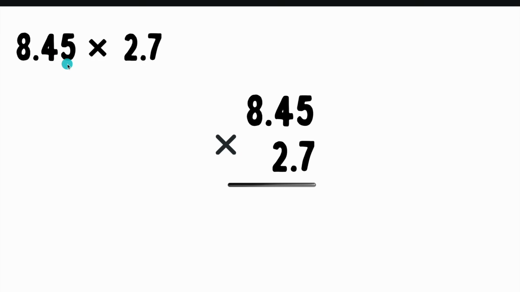8 and 45 hundredths times 2 and 7 tenths. Let's start by stacking the decimals vertically. We don't have to worry about lining up the decimals when we multiply. Now let's multiply this first digit. 7 times 5. We know 7 times 5 is 35. Regroup the 3 and bring down the 5.